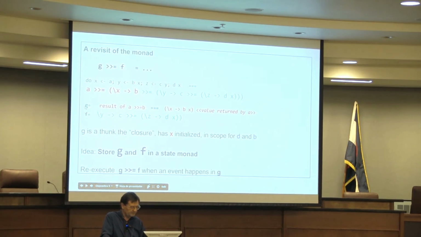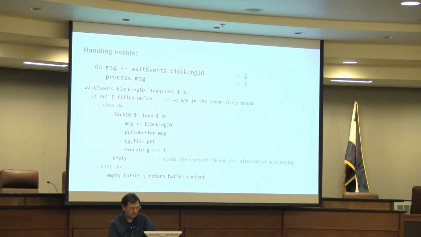So if we have G and F, at the binding execution the idea is to store G and F in an underlying state monad. And when something asynchronous happens in G, we re-execute G and F. So we can do interesting things, as we will see now. For example, we can handle events.